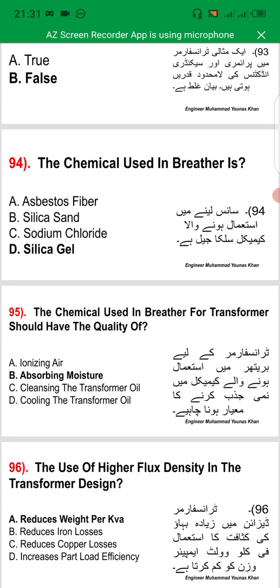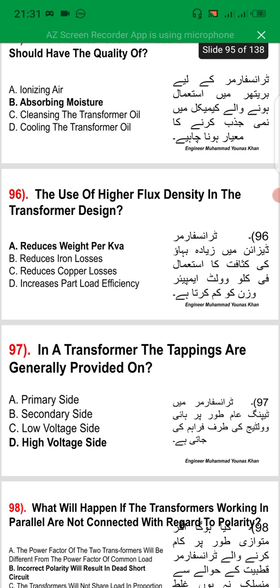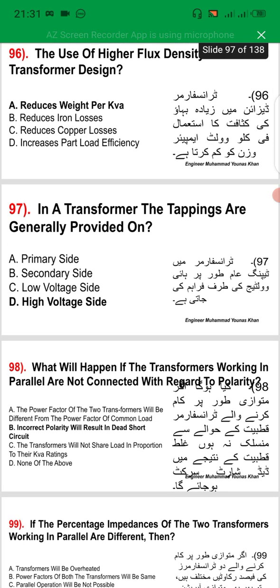The chemical used in breather for transformer should have the quality of absorbing moisture. The usage of higher flux density in the transformer design reduces weight per kVA. In a transformer, the tappings are generally provided on a high voltage side.